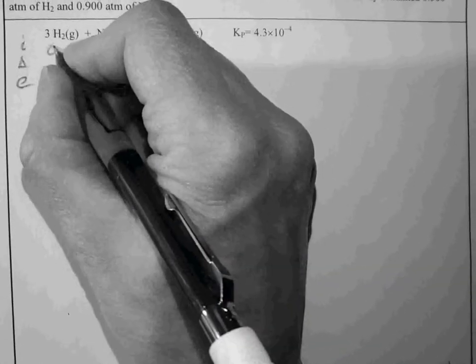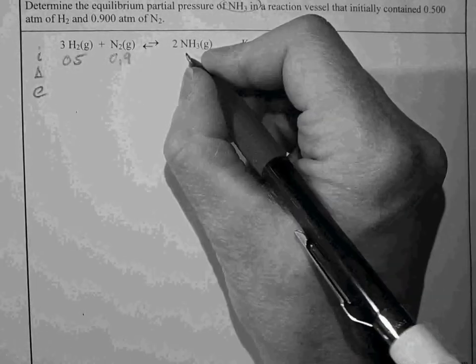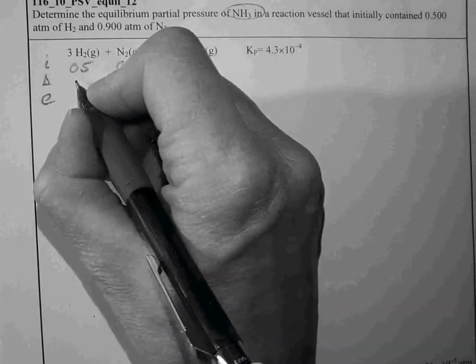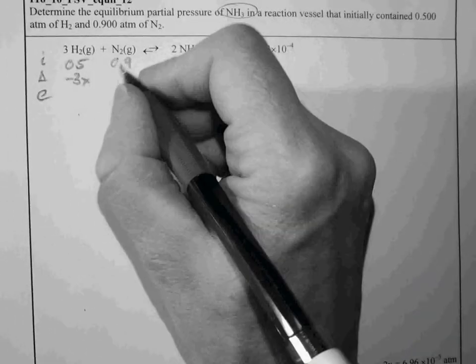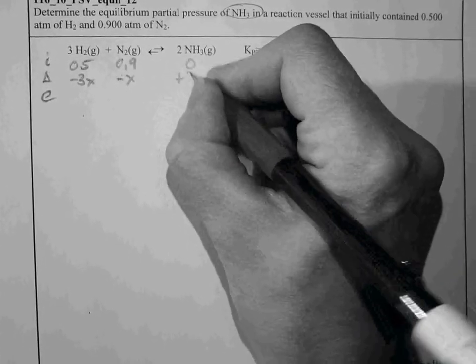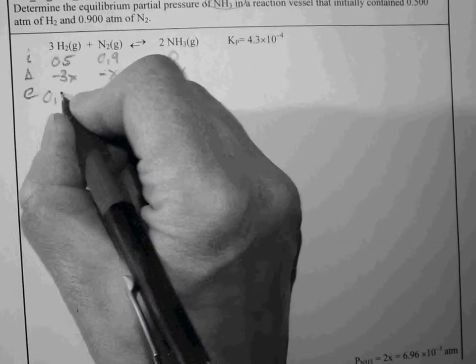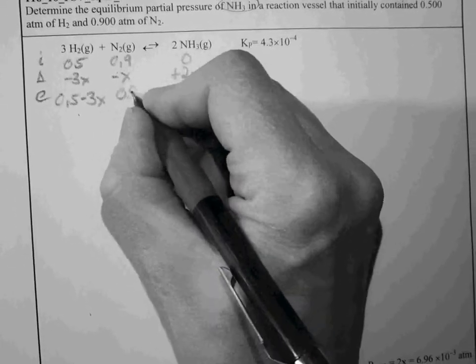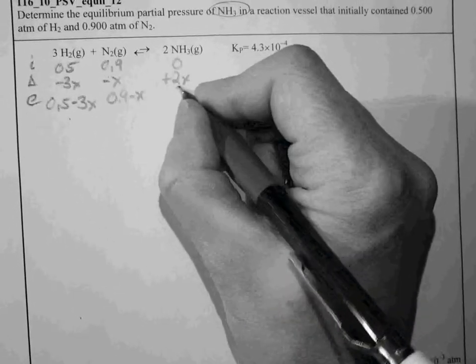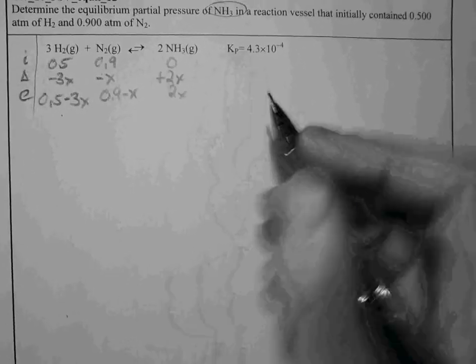Initially, we have 0.5 of hydrogen, 0.9 of nitrogen, and no ammonia. We're going to lose 3x here, lose x of the nitrogen, and gain 2x of the ammonia. So we have 0.5 minus 3x for the equilibrium, 0.9 minus x, and 2x. As always, the equilibrium concentration is the initial plus the change.